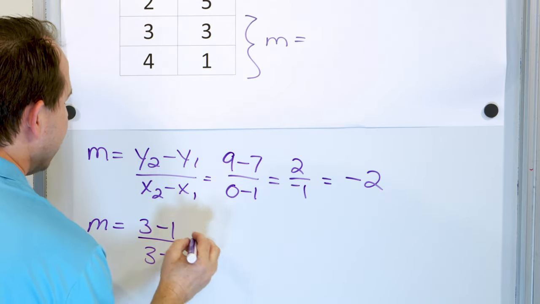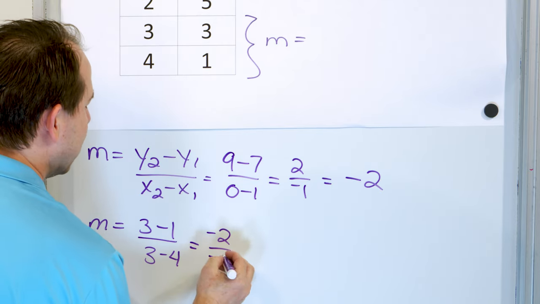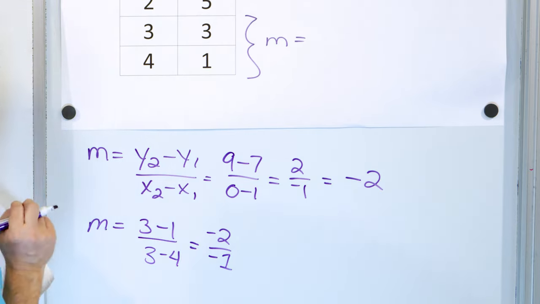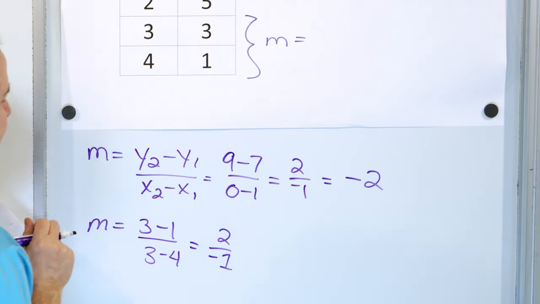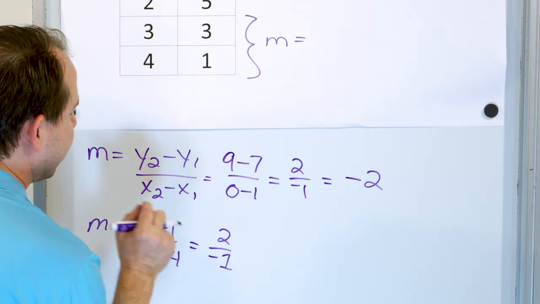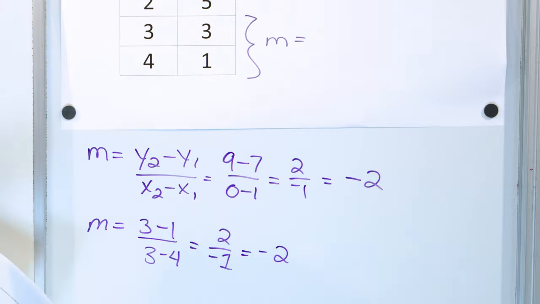Subtract the x values. 3 minus 1 is negative 2, and 3 minus 4 is negative 1. Now, negative divided by negative, let's see here, I made a mistake. 3 minus 1 is positive 2, sorry about that. I have a positive 2 on the top, and here I have a negative 1 on the bottom. And so same thing, I get negative 2. It's exactly the same slope, negative 2.